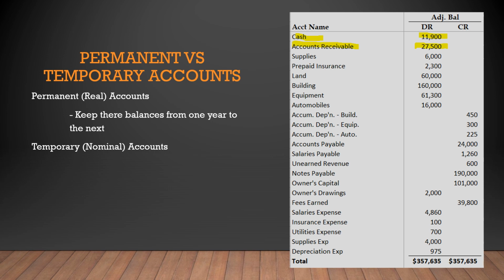Same thing with accounts payable. Coats and Arms currently owes $24,000 to its vendors. With the arrival of the new year, CNA still owes that amount. Likewise, Coats and Arms will still own $60,000 worth of land and $160,000 worth of buildings with the arrival of the new year. They don't disappear.